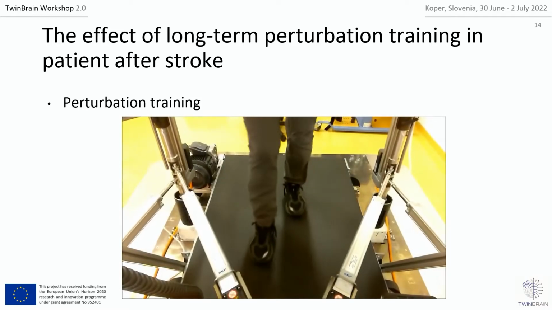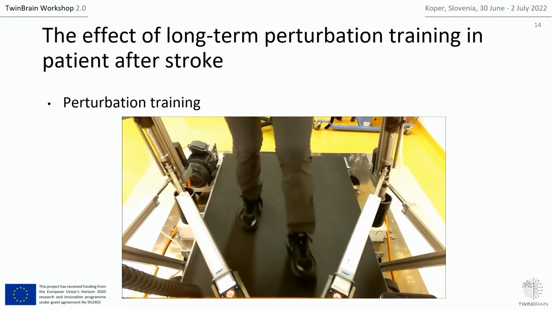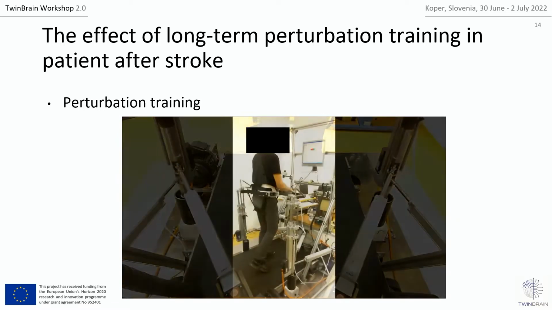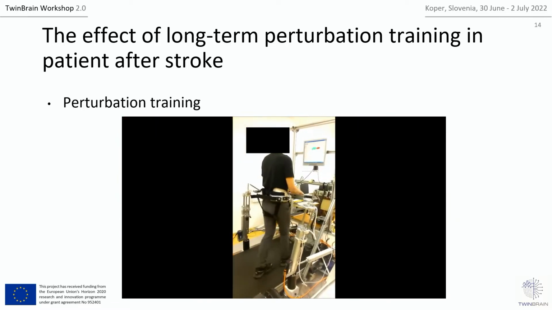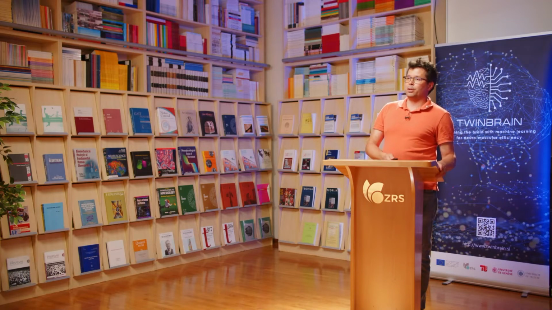What I can say is that he was quite happy with the training, and he was also happy about the results. He said that he actually feels that things have changed after the training. So no, it was going on in our gait lab, in our research lab.